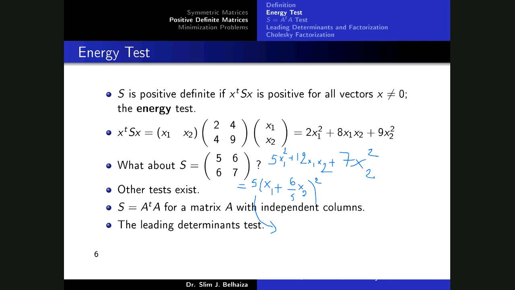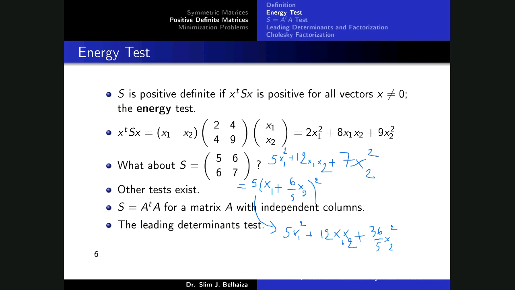You get the 5x1 squared plus 2 times x1, x2 times 6. So 12 over 5 times 5, so it's 12x1, x2. You got this part. And you get also how much? You get 36 over 25 x2 squared. Multiplied by 5, so it's 36 over 5 x2 squared.